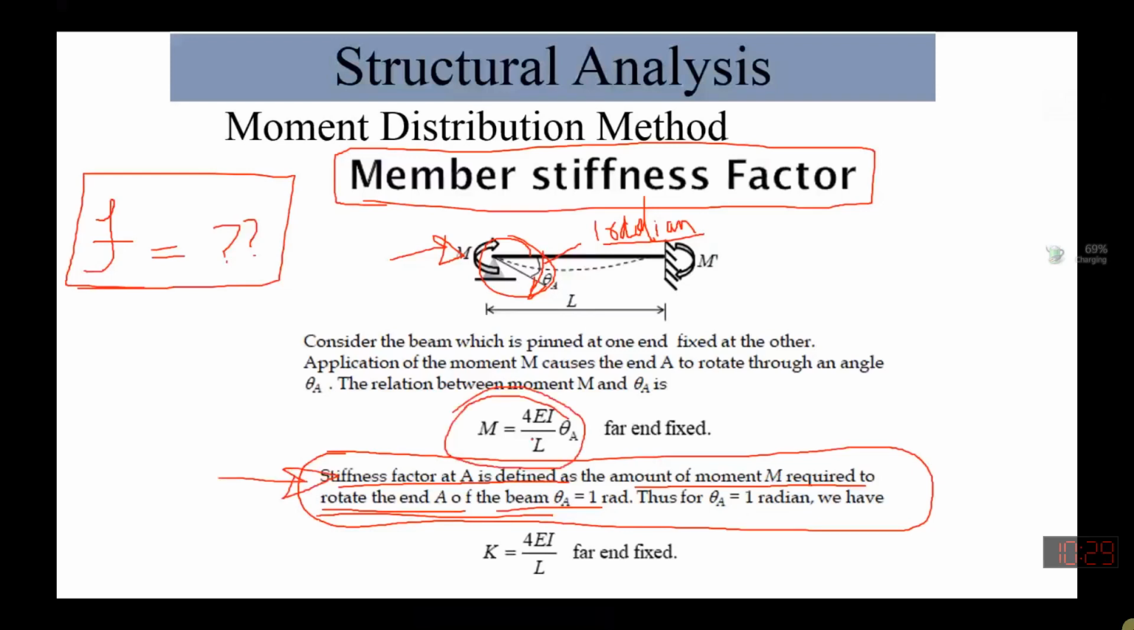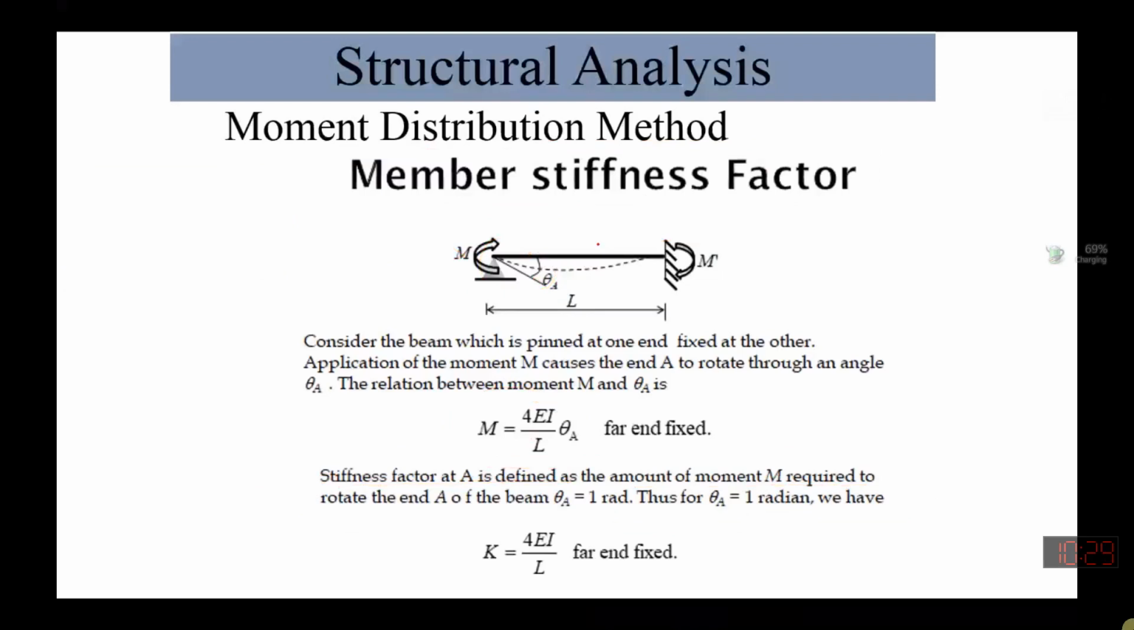So if we see that this is a simple single degree of freedom structure, we have applied moment over here. Due to this moment, there will be a certain rotation over here, and there is also one moment at this point. If we find out the relationship between this rotation and moment, this comes as M equals to K theta. So this K value over here equals 4EI over L.